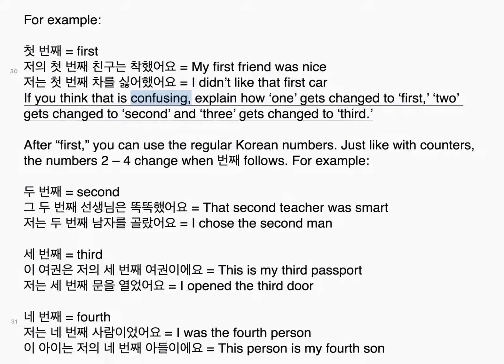If you think that is confusing, think of it as how 1 gets changed to first, 2 gets changed to second and 3 gets changed to third. After first, you can use the regular Korean numbers. Just like with counters, the numbers 2 and 4 change when 번째 follows. For example, 두 번째, second. 그 두 번째 선생님은 똑똑했어요. That second teacher was smart. 저는 두 번째 남자를 골랐어요.